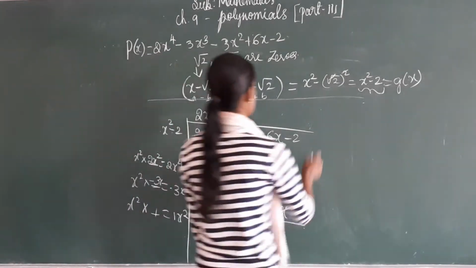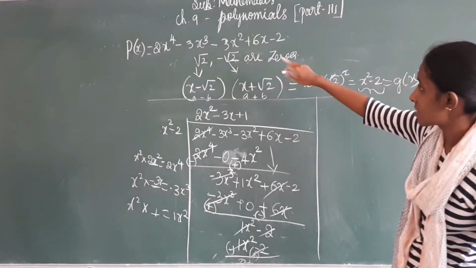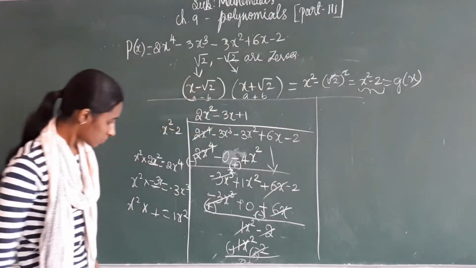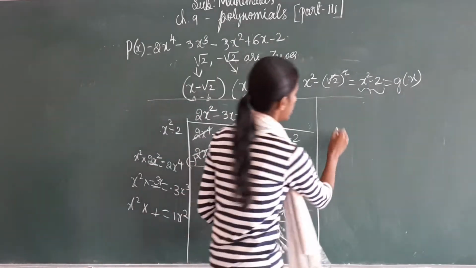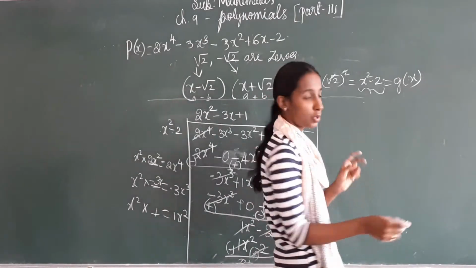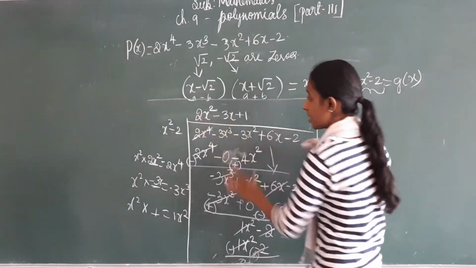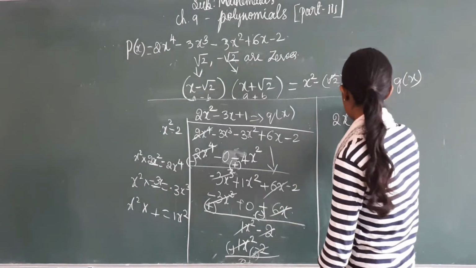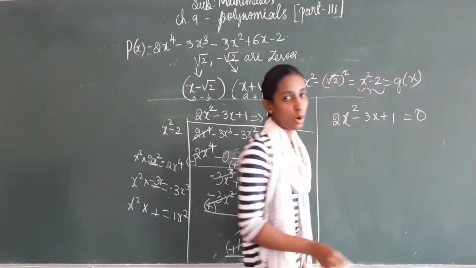Hope you have understood. p(x) is this, and g(x) is x² − 2, and you have got this as the quotient. You know that two zeros are minus root 2 and plus root 2, so you have to find the remaining two zeros. How will you find them? Take this polynomial, your quotient q(x). So 2x² − 3x + 1 is equal to 0.